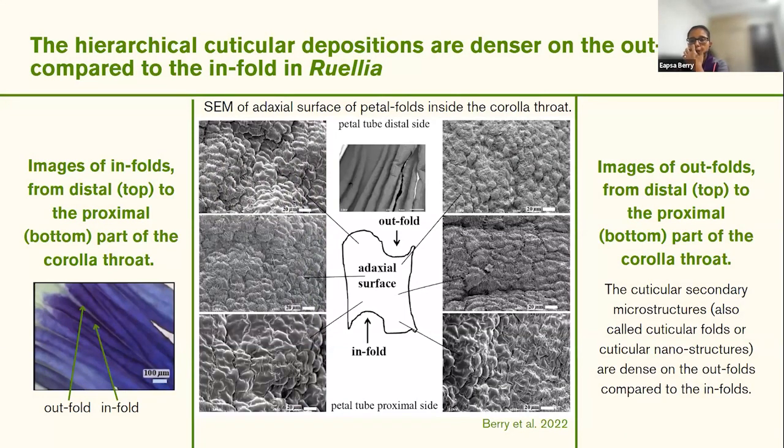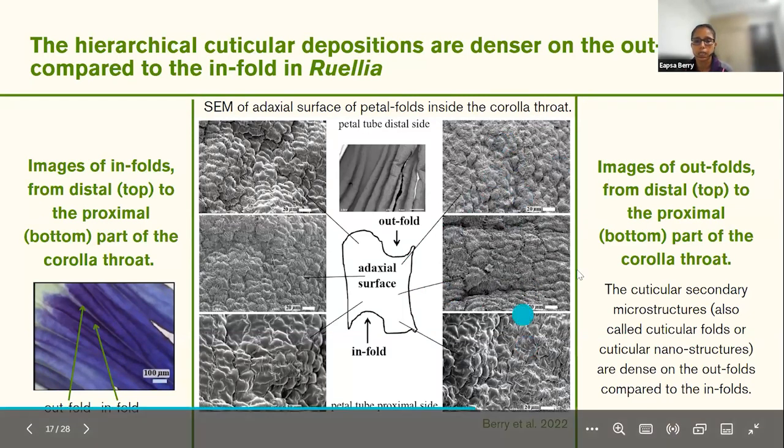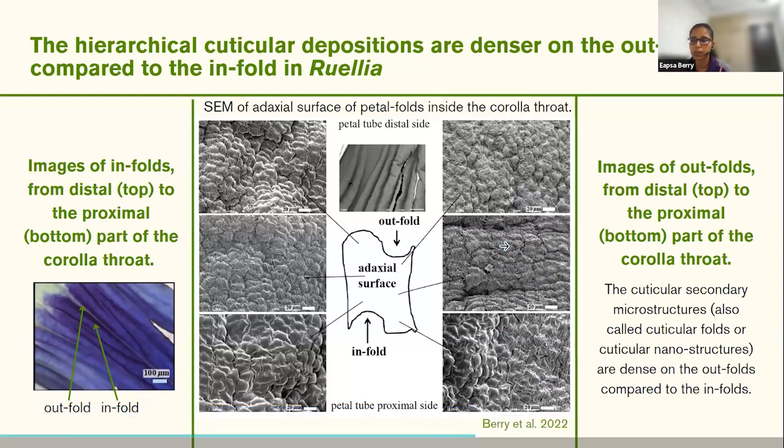The scanning electron micrographic studies show that the outfold has denser cuticular depositions, primary and hierarchical, which are secondary depositions, compared to the infold region. You can see these having more compact and denser patterning of the wax.